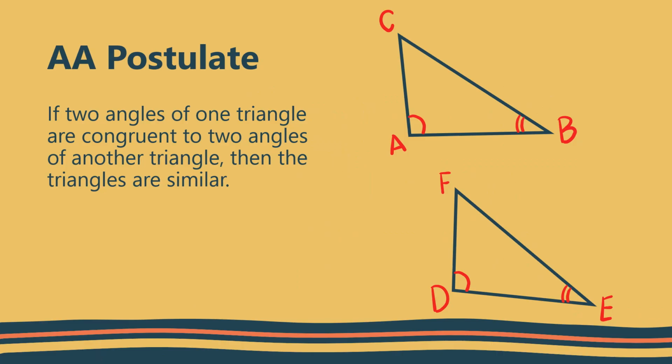The first method that we can use to determine if two triangles are similar is called the Angle-Angle Postulate, or AA postulate. The Angle-Angle Postulate says, if two angles of one triangle are congruent to two angles of another triangle, then the triangles are similar. Alright, so here on your screen you can see two similar triangles. I'm going to just refresh your memory by showing you how we can name these triangles.